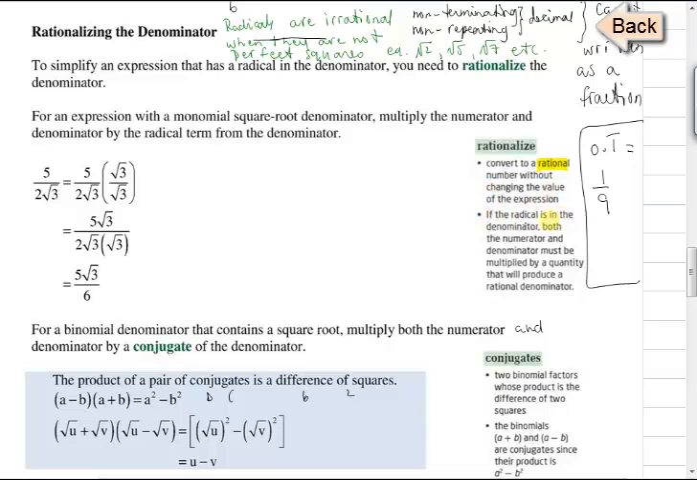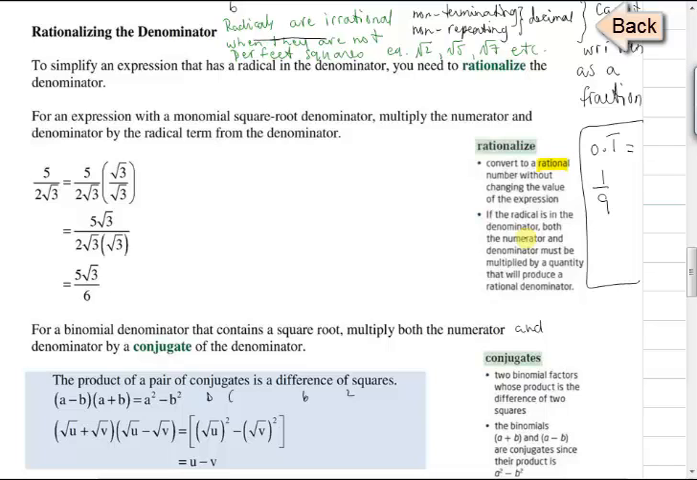If the radical is in the denominator, both the numerator and the denominator must be multiplied by a quantity that will produce a rational denominator. So this is kind of wordy. It's not really that bad. Okay, so let's take a look at our example.